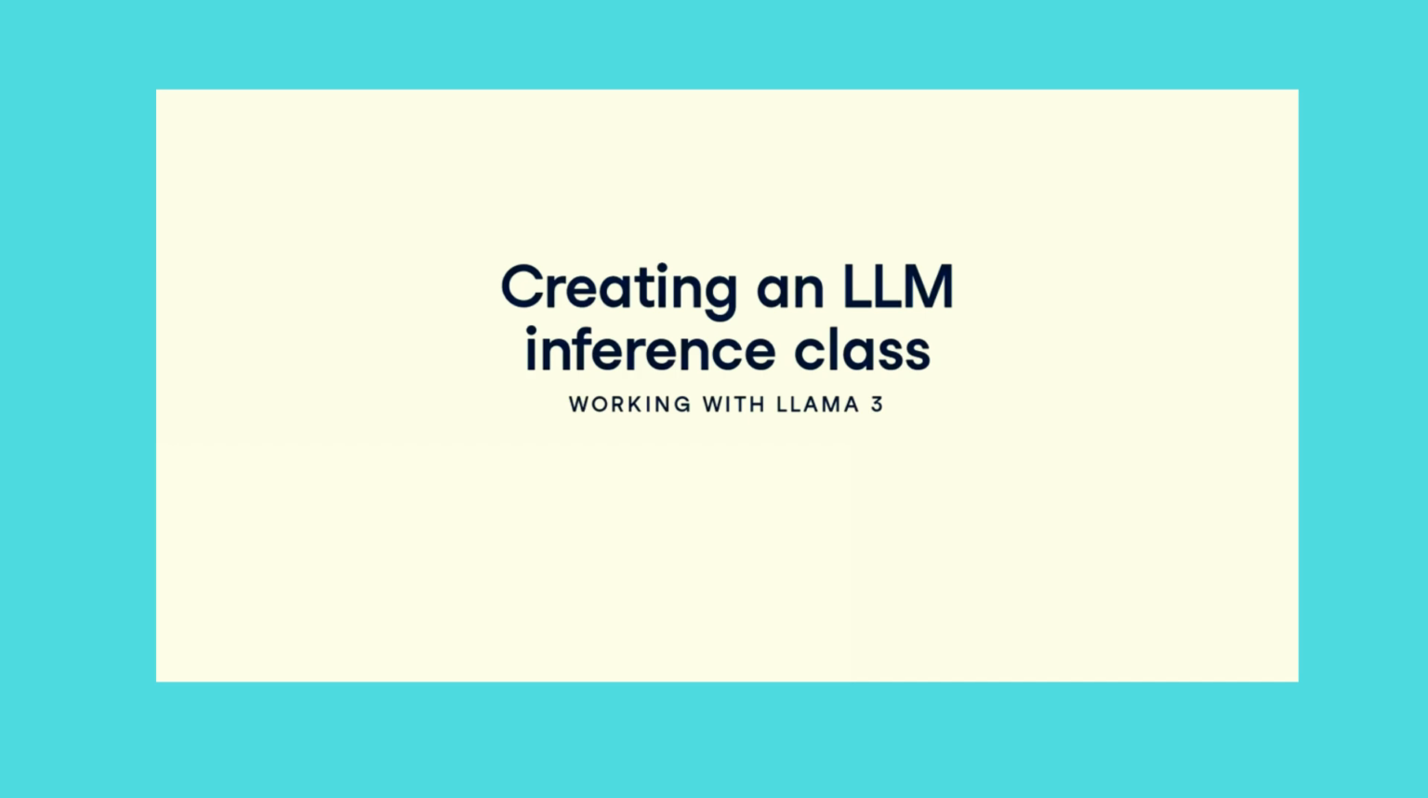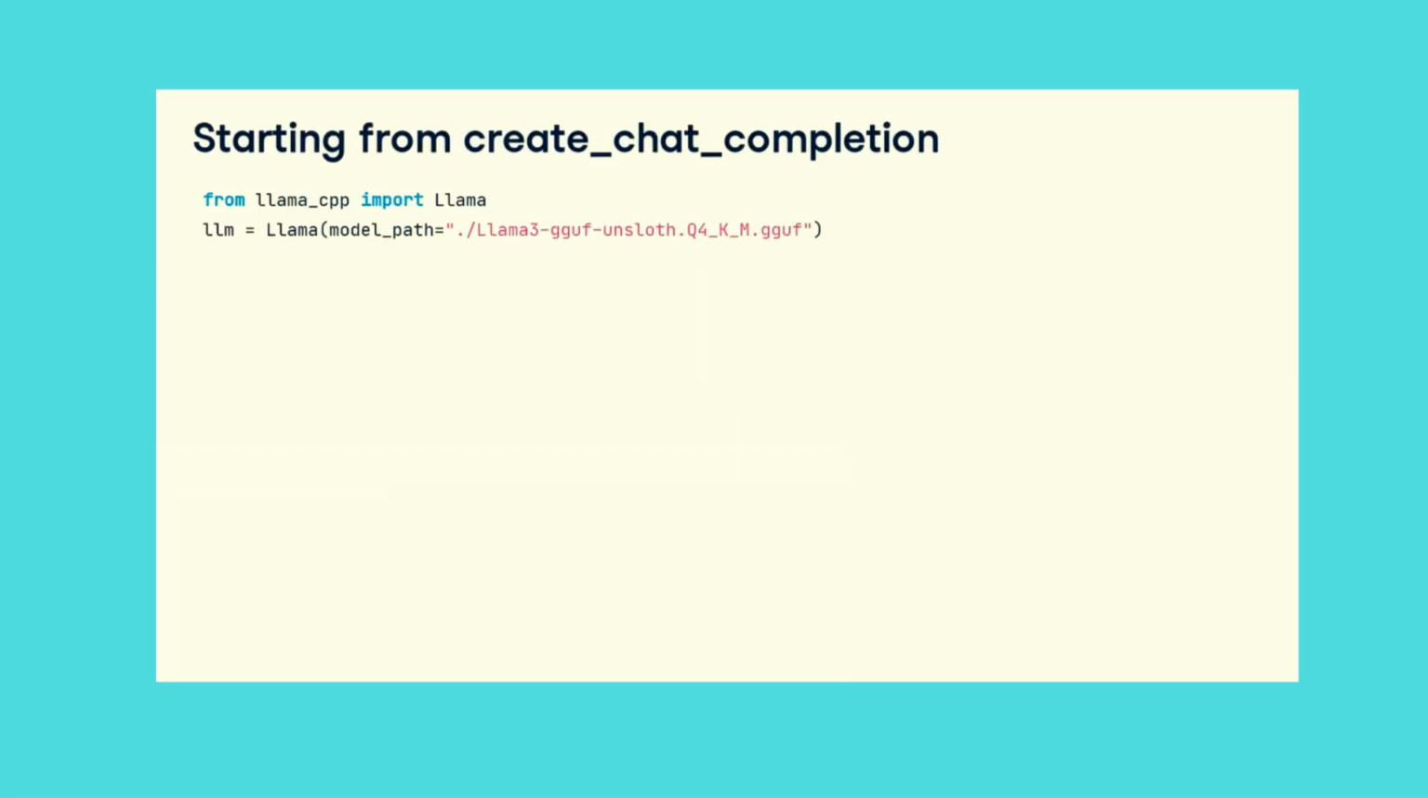In this video, we will use the llama-cpp-python library to create a custom class that lets us save and reuse the same llama model for multiple use cases. Given our instantiated LLM, we can create completions using create-chat-completion.